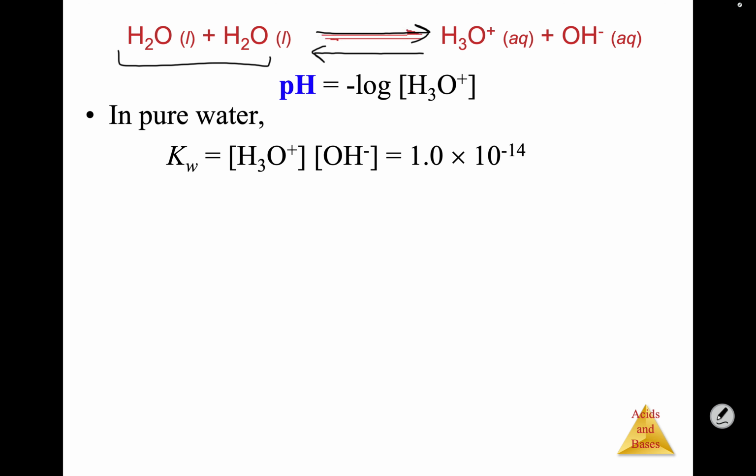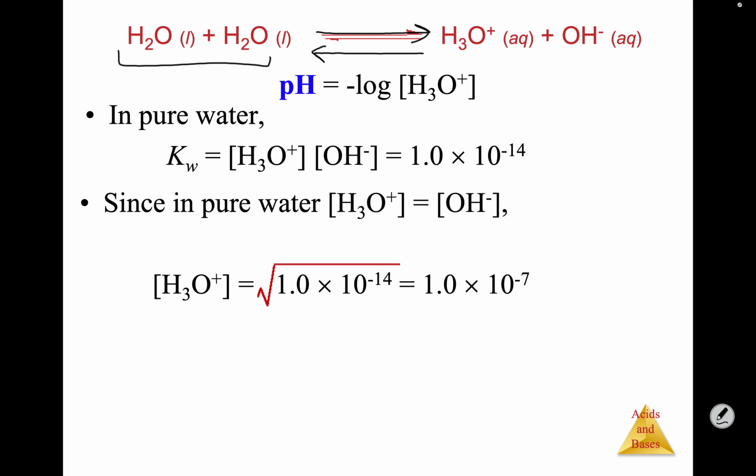So Kw is hydronium times hydroxide, and that's a constant at 25 degrees Celsius. And in pure water, hydronium and hydroxide are equal, right? These are your reactants. Hydronium and hydroxide are the products. It's a 1-to-1 mole ratio. So they're the same, so we can solve for hydronium by taking the square root of that, which is 1 times 10 to the negative 7. Again, you're able to use your calculator, so make sure you remember and can find that log button. Therefore, in pure water, pH is the negative log of 1.0 times 10 to the negative 7.